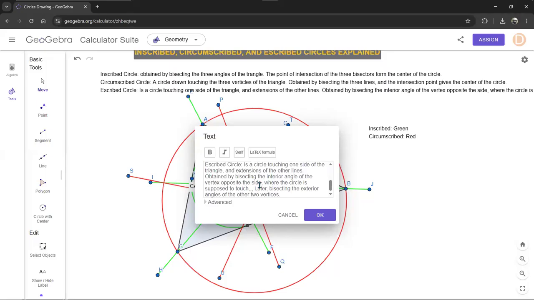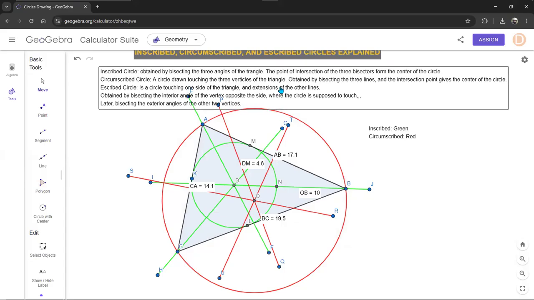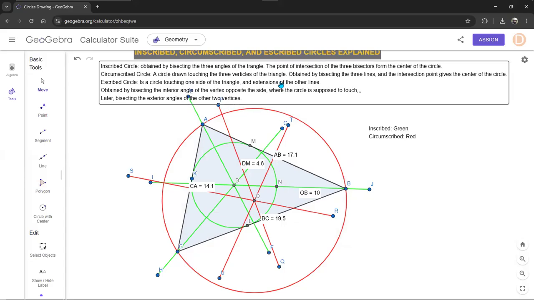Let me try to make it appear well. So I don't know. And later. Yeah, I wanted it to fit here, so we won't have any issues outside here.